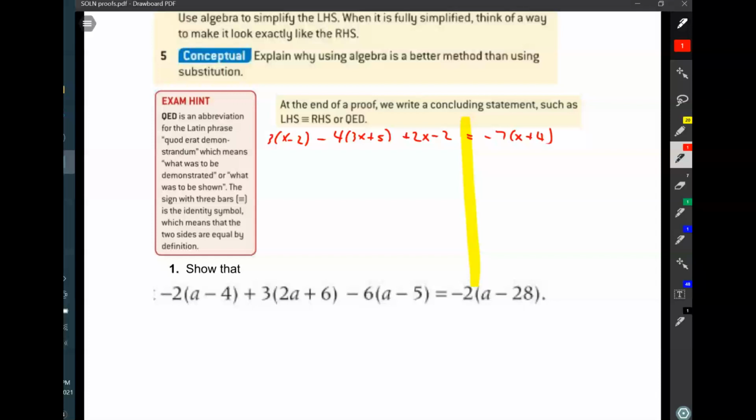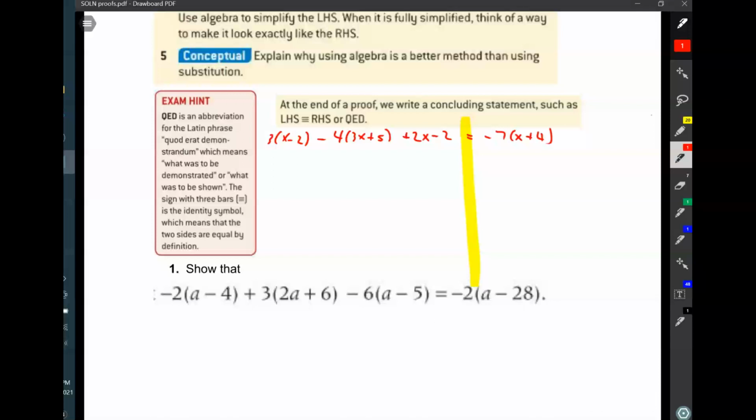Why are we doing this? Because lots of times in our class, the IB is going to ask you to show that this equation is true. And what they mean by show that is they want you to modify the left side algebraically until it reaches the same statement as the right side, but they don't want you to touch the right side at all.